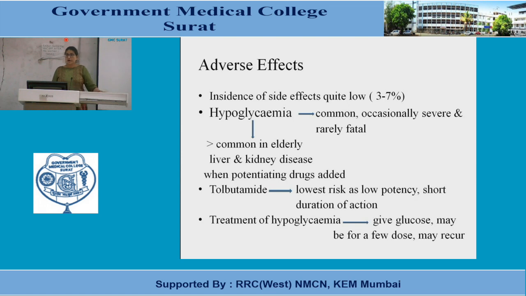One of the drugs, tolbutamide, which is less used now, causes the lowest risk as it has low potency and a short duration of action. So whenever a patient on sulfonylurea has hypoglycemia, what is the treatment? You have to give glucose, plain glucose. You don't give any other form. You have to give glucose, and you have to give it for a few doses because the hypoglycemia may reoccur.